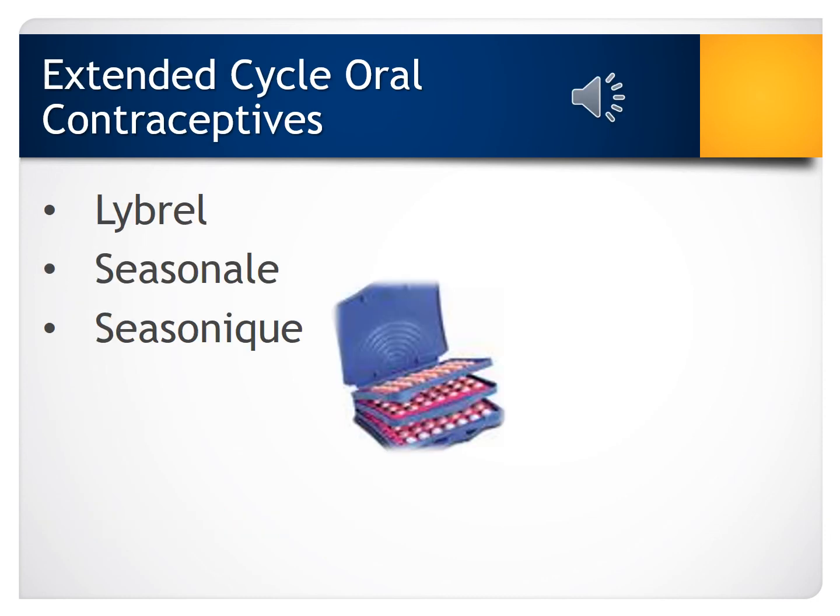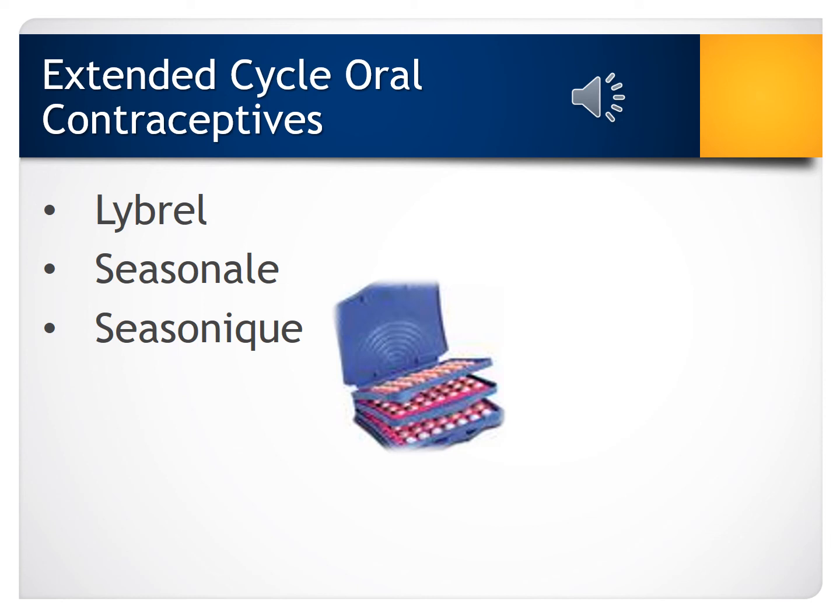There are also extended cycle oral contraceptives in which a woman takes active pills for 12 weeks consecutively, and then the 13th week, she takes the placebo pills. This allows for a woman to have withdrawal bleeding only approximately 4 times a year. Below, I've listed some examples of those extended cycle oral contraceptives.